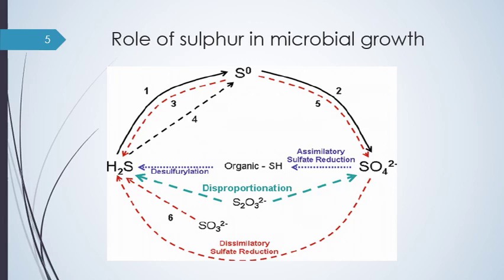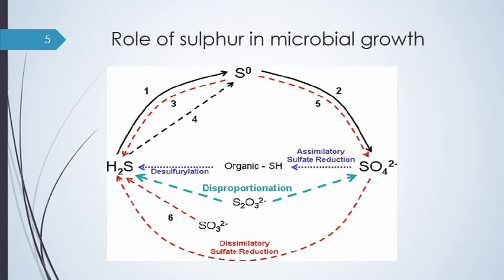Either they serve as acceptors or donors of electrons for dissimilatory energy generation and electron transport, which is almost exclusively among prokaryotes, or they are employed as sources for sulfur assimilation. This is very common in prokaryotes as well as in algae, fungi and plants.